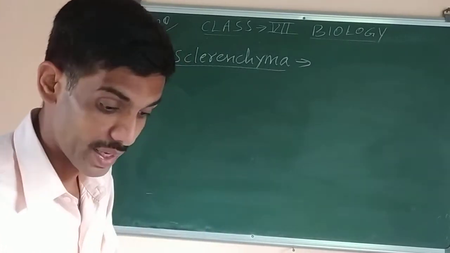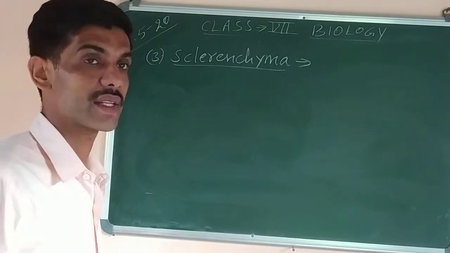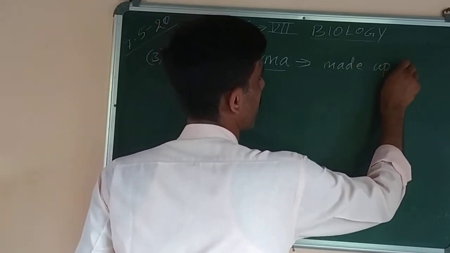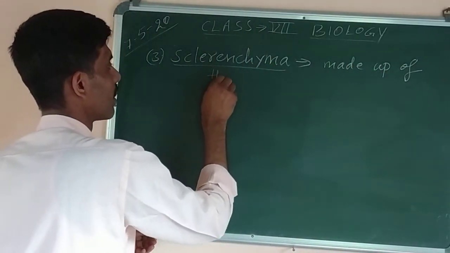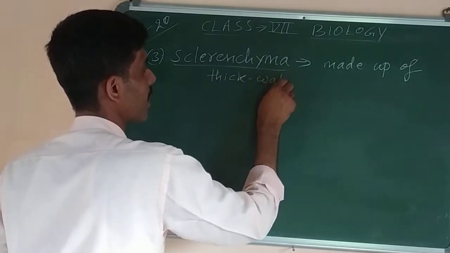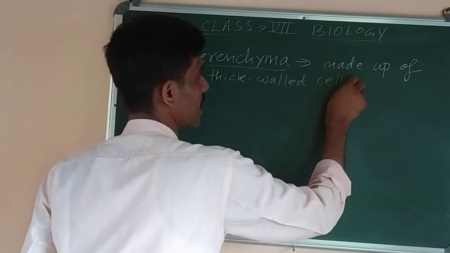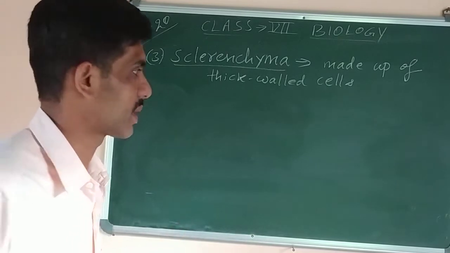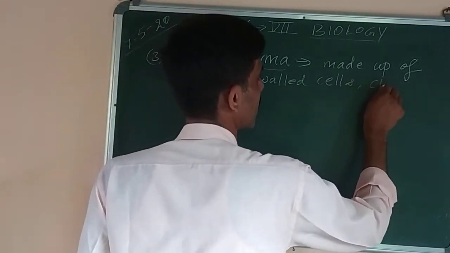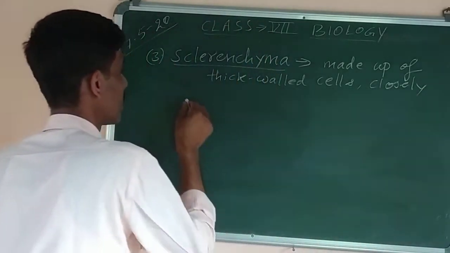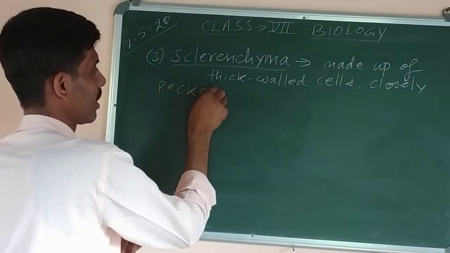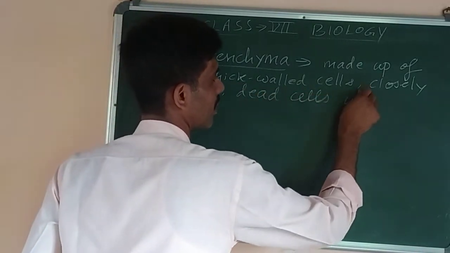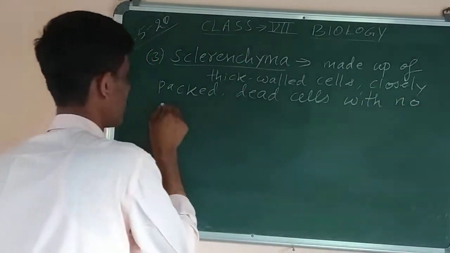So the first point that you need to write about sclerenchyma is it is made up of thick-walled cells. There is no intercellular space here also, as I told, thick-walled cells. The cells are closely packed. And what type of cells they are? Dead cells, because nucleus is not there, with no intercellular space between them.